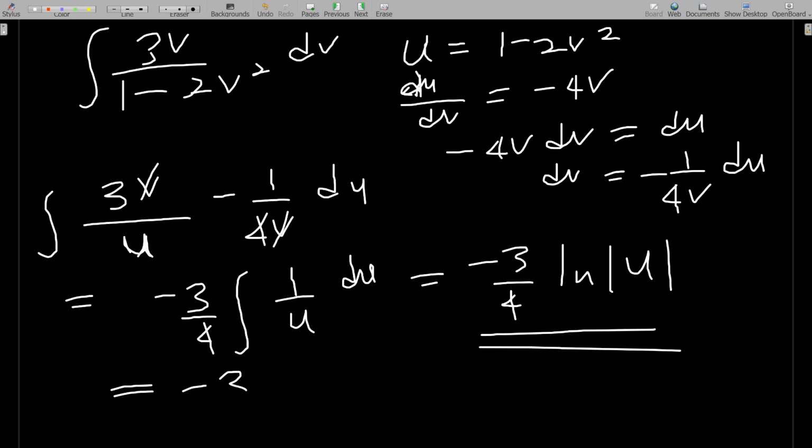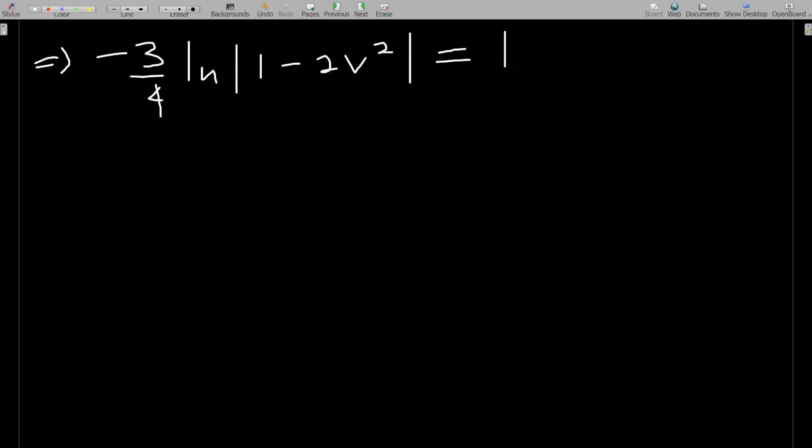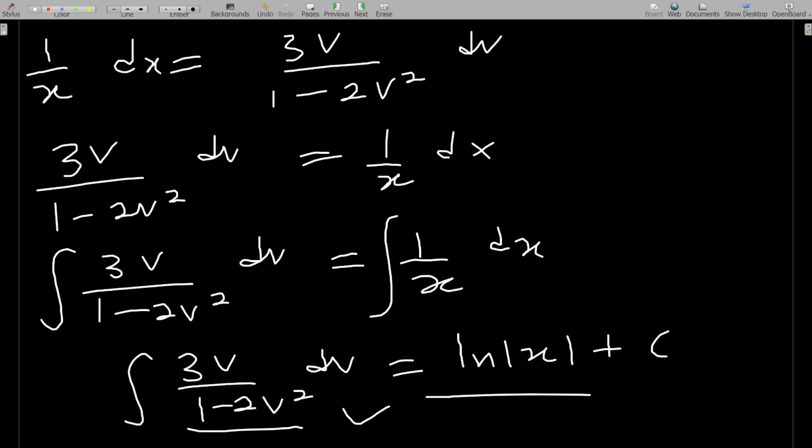So let's rewrite this in terms of our v over 4. Then our v is what? Ln of 1 minus 2v squared. Okay, so you should keep this. All right, so therefore we know that this is the integral form, and so this implies that the integral that gave us this ln of 1 minus 2v squared should be equal to the ln of x plus c, because at the end that was what we were doing. Okay, this should be equal to that, and then this gave us that integral minus 3 over 4, then that.